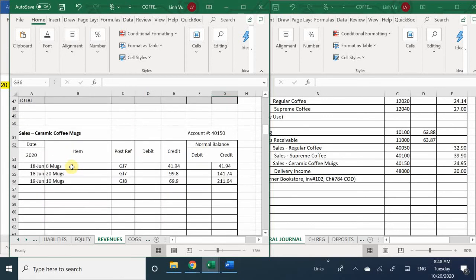Then lastly, we sold ceramic coffee mugs. How many did we sell? We sold 5 mugs. General journal number 8. And how much was that? 24.95. 24.95, bringing my balance to be 236.59. Okay, good.